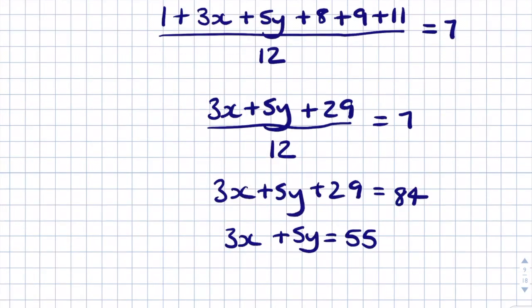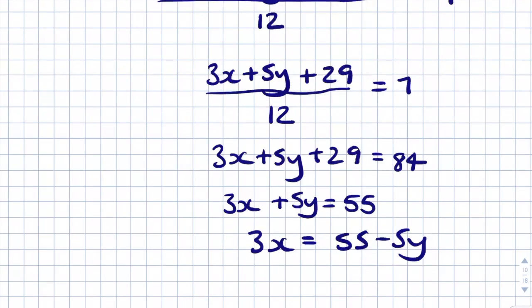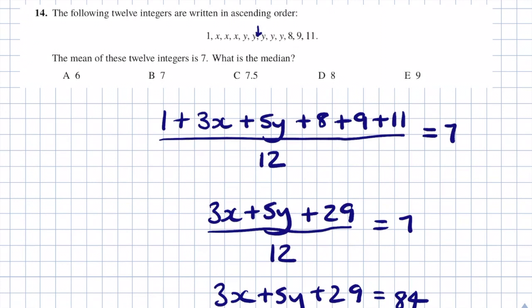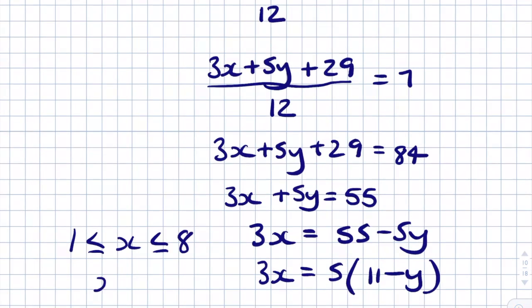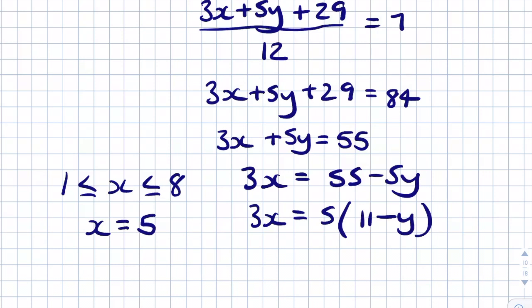So we rearrange this so we get 3x equals 55 minus 5y. And then we could take a factor of 5 out on the right hand side, so we get 3x equals 5 all multiplied by 11 minus y. So what we can say here now is that 3x is a multiple of 5. And if we look at our values, x is between 1 and 8. So if x is between 1 and 8, and 3x is a multiple of 5, then surely x must be equal to 5.